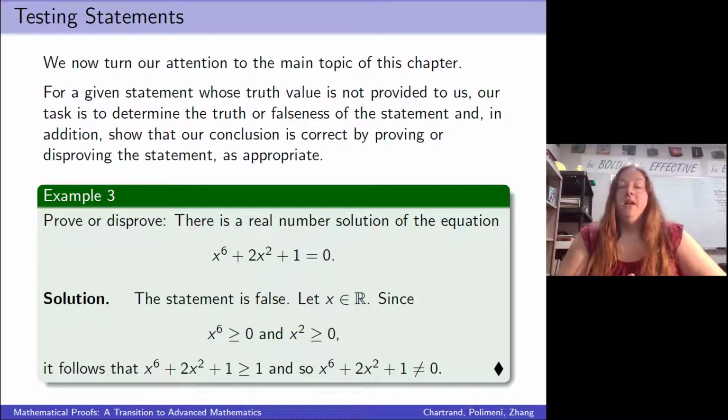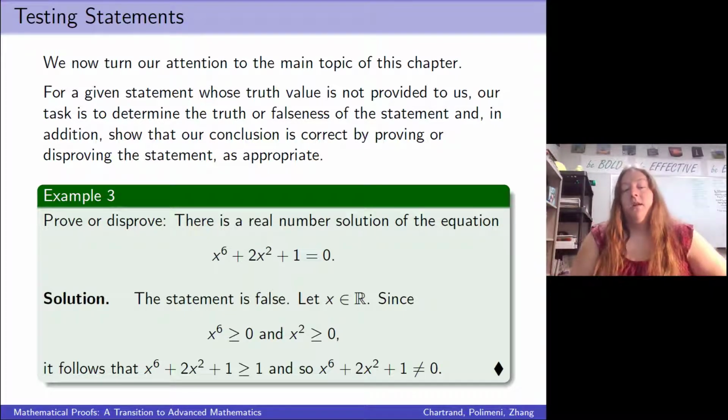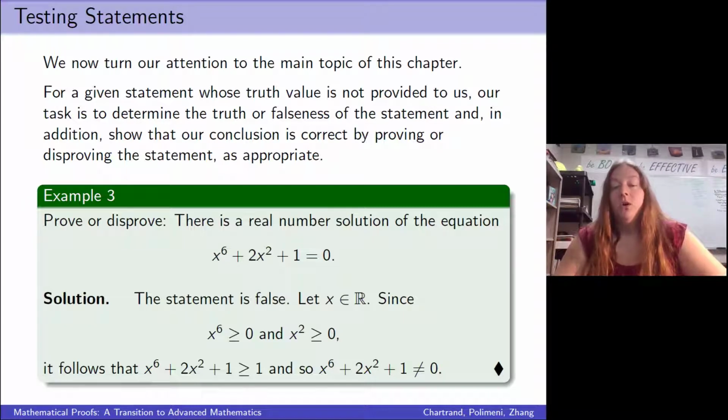So then it follows that x to the 6th plus 2 times x squared plus 1 is greater than or equal to 0 to the 6th plus 2 times 0 squared plus 1, which is greater than or equal to 1. All right, so that equals 1. So we've got this idea that x to the 6th plus 2x squared plus 1 is greater than or equal to 1. So there's definitely no way that it's going to equal 0.